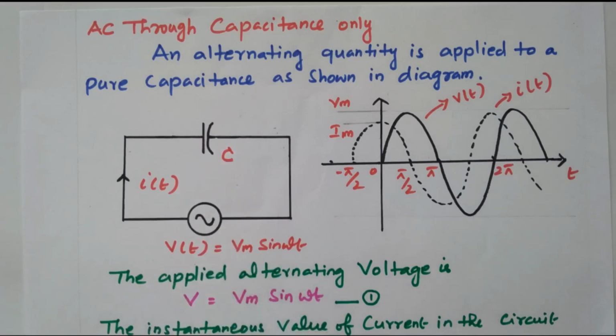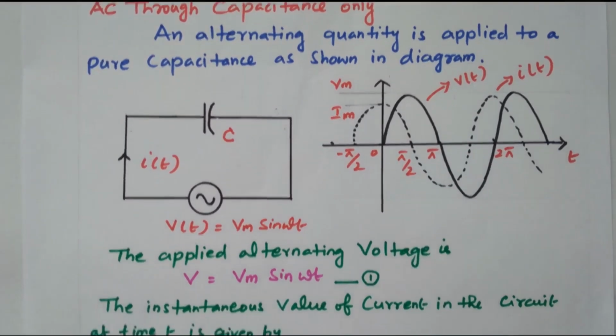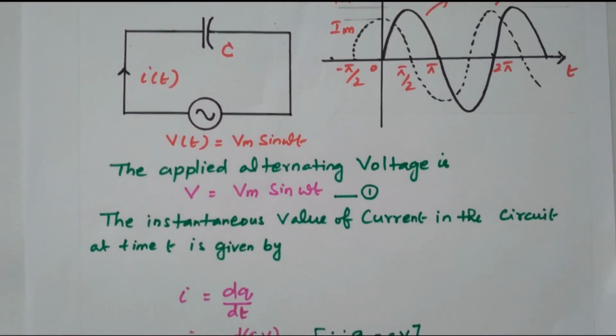Now we'll see how it is, through the equation. By analyzing the voltage and current equations, we will see how the capacitor current is leading the voltage by 90 degrees. We will see the equation so that we will come to know how this leading happens. Now consider the supply voltage.